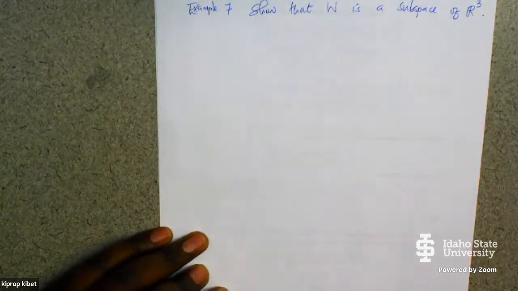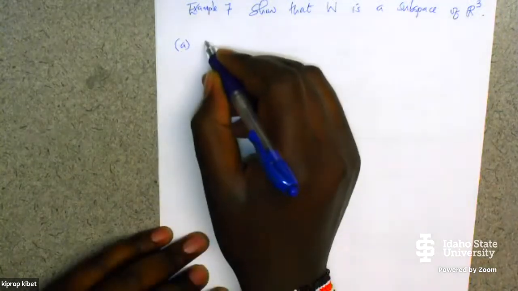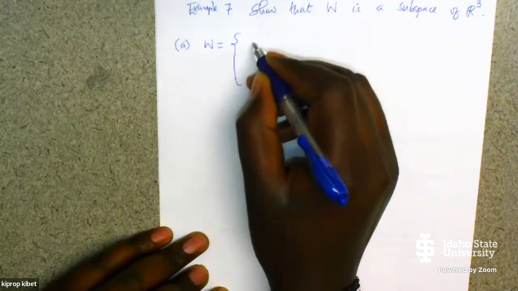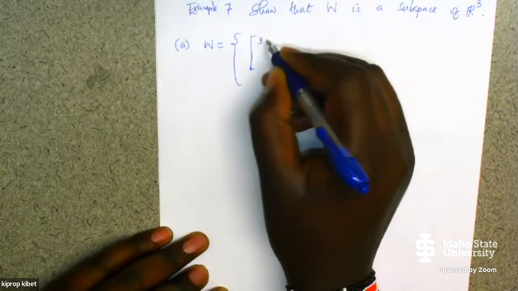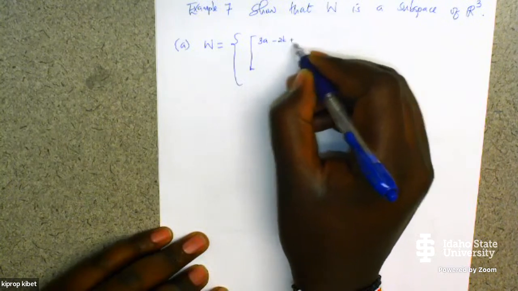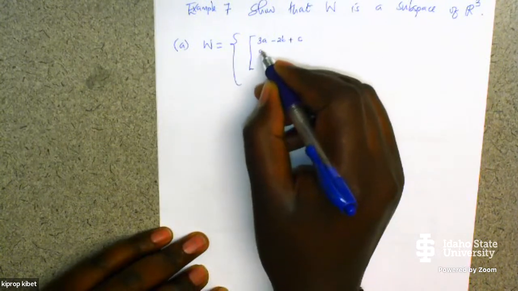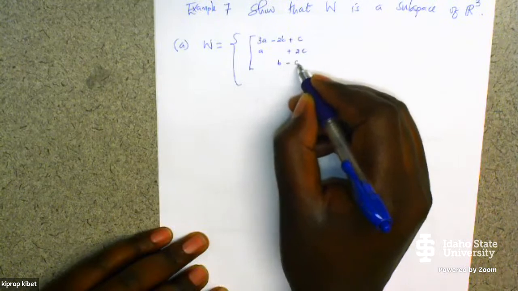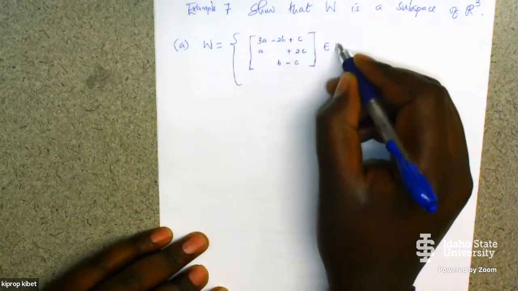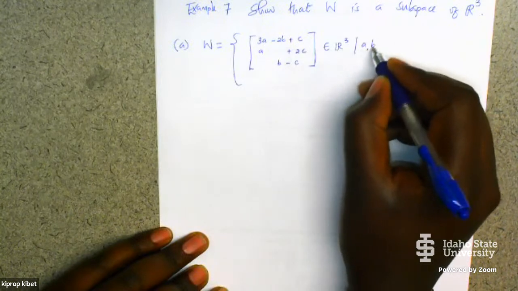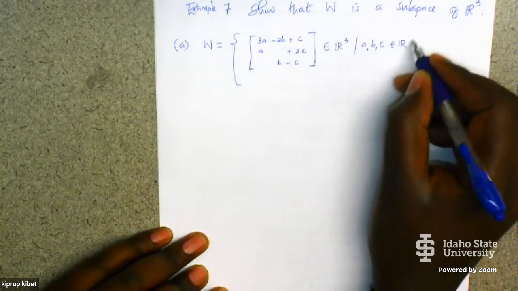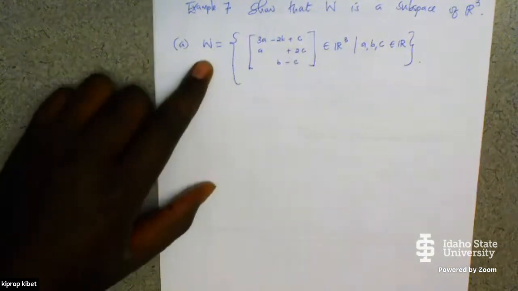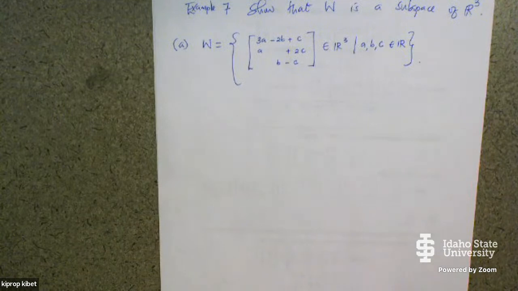So here we want to check whether this is a subspace of R3. R3 has how many entries? 3 entries. So example number 1a: W equals the set of vectors (3A minus 2B plus C, A plus 2C, B minus C), which is an element of R3, such that A, B, C are elements of the real numbers. So show that this is a subspace of R3.